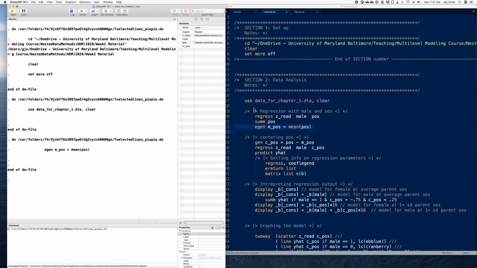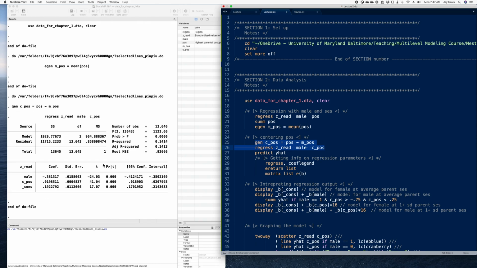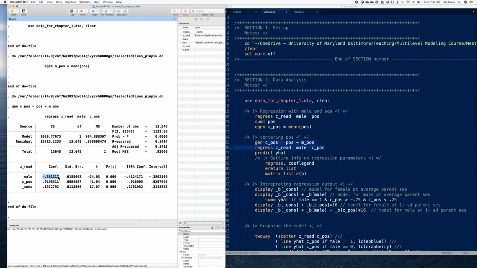of our variable, but what will change is the coefficient for the intercept, and that's basically it. So here I just subtract them from one another and create a variable called CPOS, and that's the variable I'm going to use. And I'm going to do the same regression. Same regression as up here, except I'm now using the CPOS variable, and you can see the coefficient for male, if you look back on the slides, is exactly the same. The coefficient for CPOS is exactly the same as for POS.